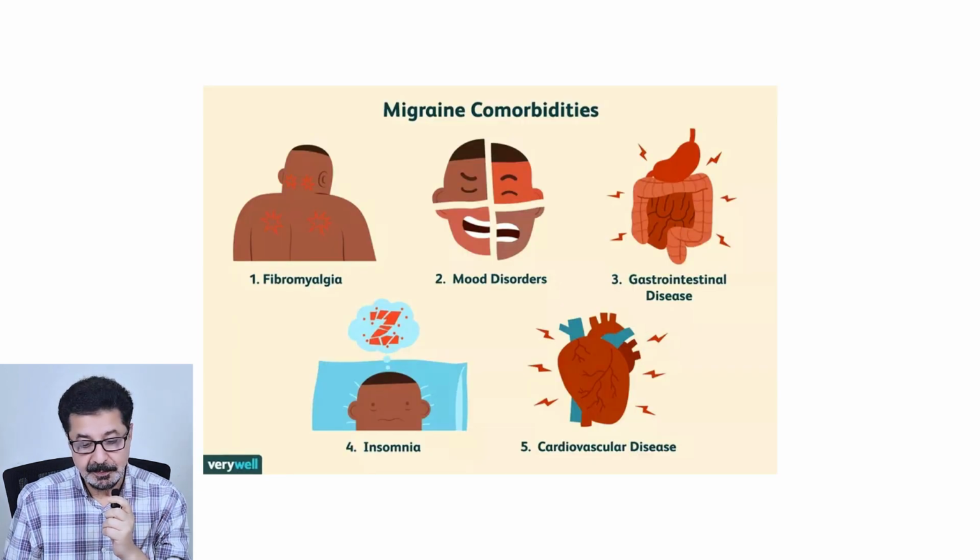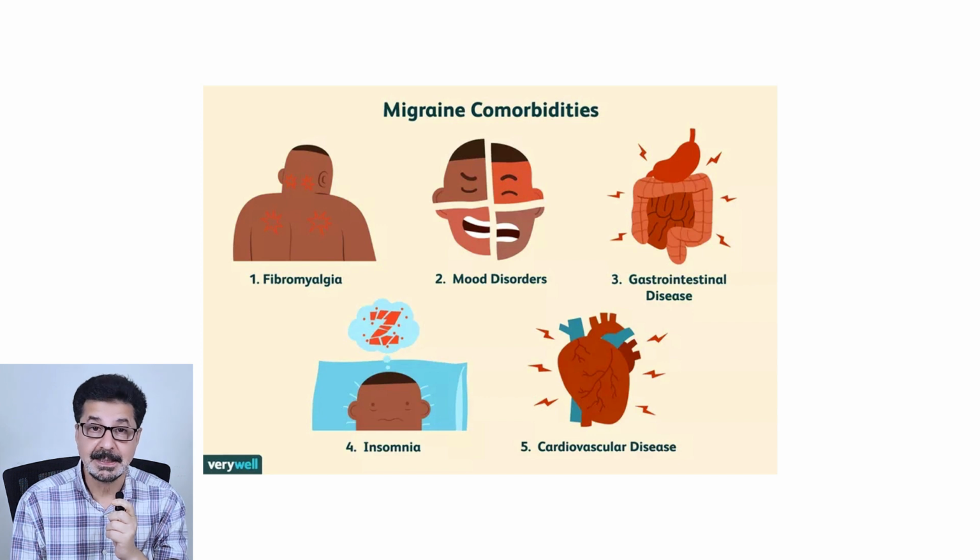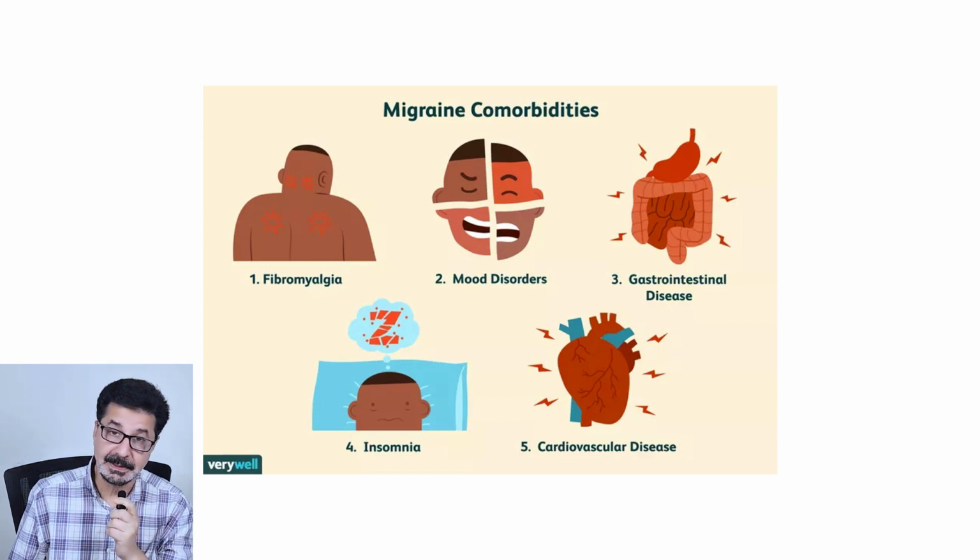Here is another pictorial view which gives you a pretty good summary of the most common disorders associated with migraine, these comorbidities. As I said, mood disorders, gastrointestinal diseases, mitral valve prolapse and hypertension, insomnia, and one more thing, fibromyalgia. Yes, fibromyalgia is seen in patients with migraine. I have seen quite a few patients who have migraine, but they have fibromyalgia also.